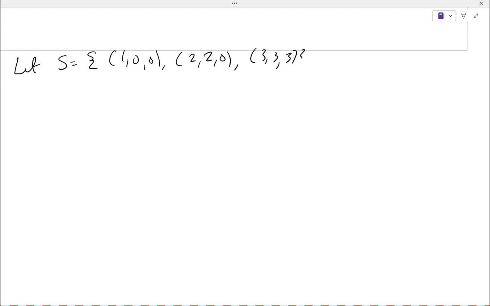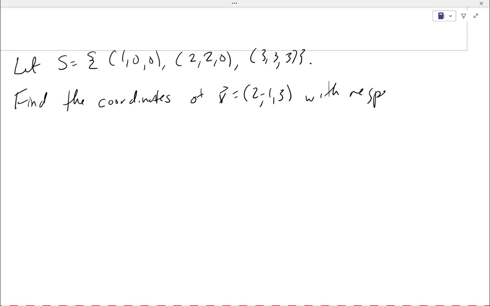All right. So let S be the set of vectors (1, 0, 0), (2, 2, 0), and (3, 3, 3). And we're asked to find the coordinates of the vector (2, -1, 3) with respect to this basis.